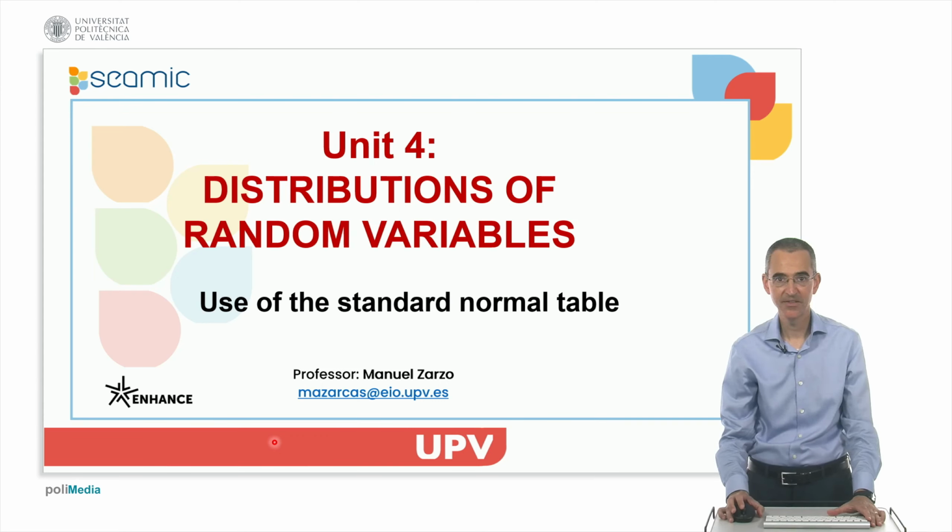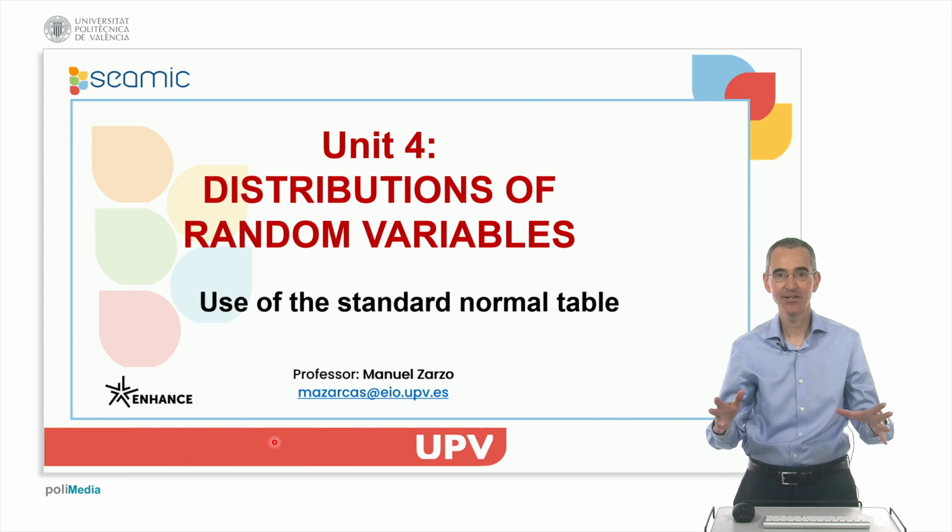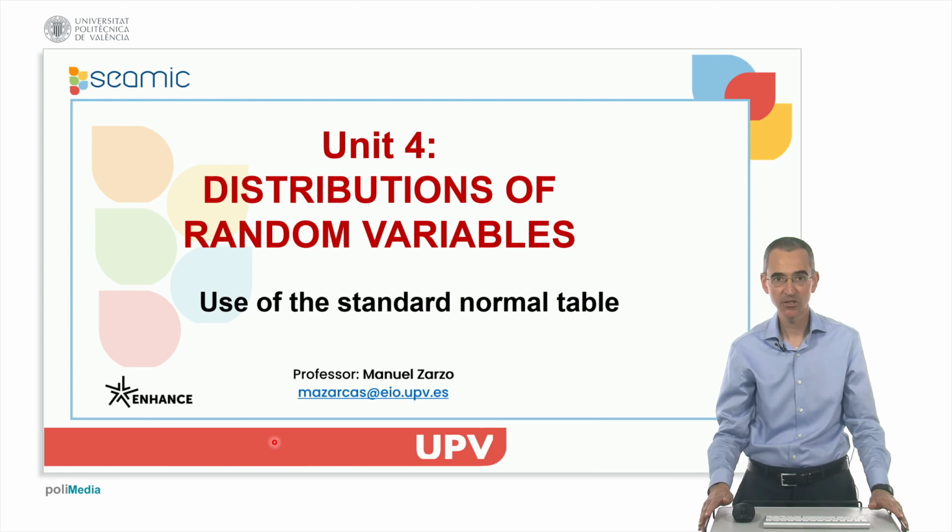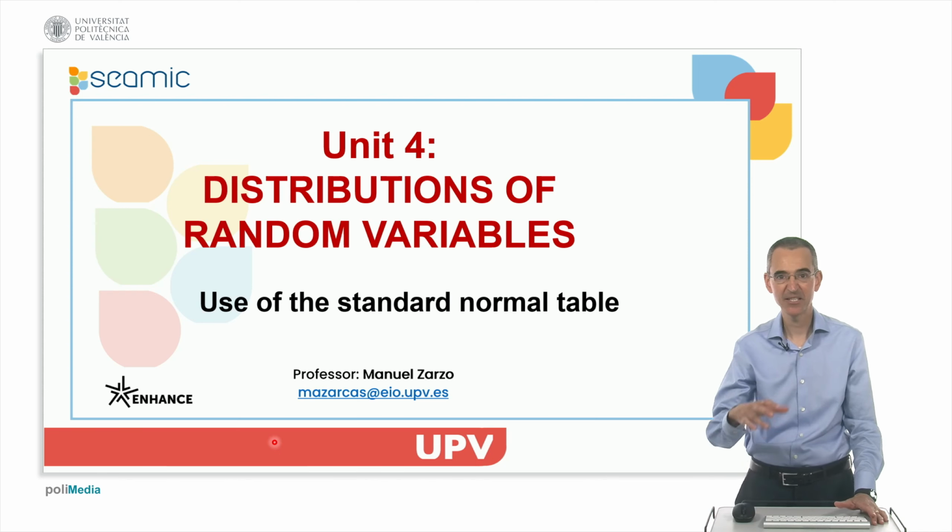Good morning. In this video, I'm going to talk about distributions of random variables. In particular, we're talking about the normal distribution. And in the last video, I talked about the importance of this special normal distribution, which is a normal distribution with an average of 0 and standard deviation of 1. We call it the standard normal, and it's important that we have a special table of these standard normal distributions that I will present in this video.